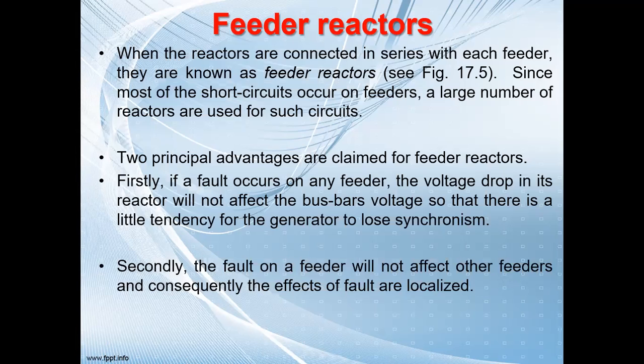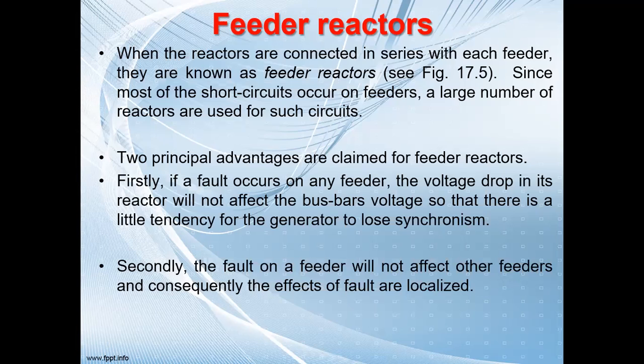It will also happen that the equipment connected with the feeder, the transformers, the breakers, and all the other electrical apparatus connected with the system, may also get damaged. So we need to limit this fault current, and thereby protect those equipments. Two principal advantages are claimed for feeder reactors. Firstly, if a fault occurs on any feeder, the voltage drop in its reactor will not affect the busbar voltage, so there is little tendency for the generator to lose synchronism.